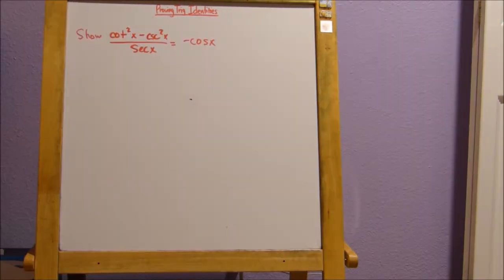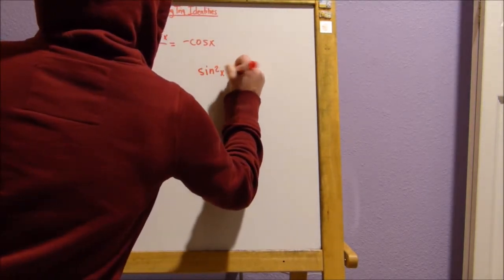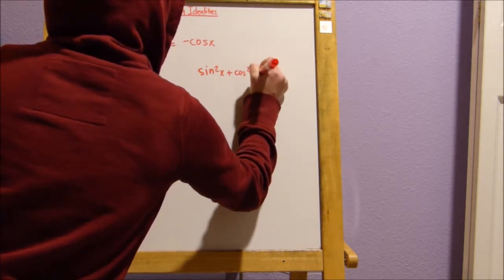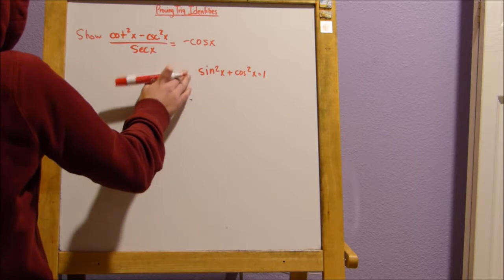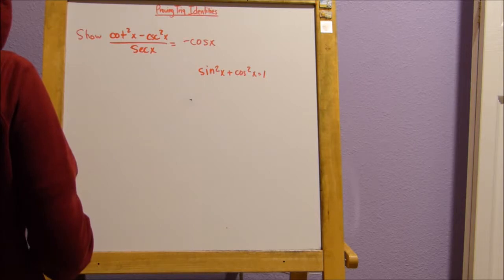Okay, let's try another trig identity problem. Here we're asked to show that cotangent squared x minus cosecant squared x over secant x equals negative cosine x. So, right off the bat, I'm noticing cotangent squared x minus cosecant squared x, and that reminds me of a Pythagorean property. So, let's start there. The only Pythagorean property I have memorized right now is sine squared x plus cosine squared x equals 1. And this really should be the only one that you memorize, because you can find the other two by dividing by either sine squared x or cosine squared x.